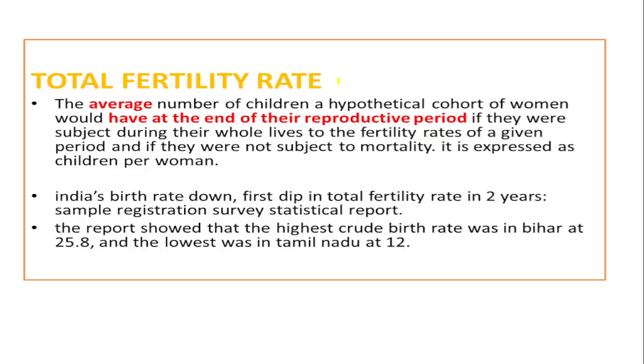Total fertility rate. Now, you have to consider first the word average, right? The average number of children a hypothetical cohort of women would have at the end of their reproductive period, right? This is the correct indication of total fertility rate, if they were subjected during their whole lives to the fertility rates of a given period.